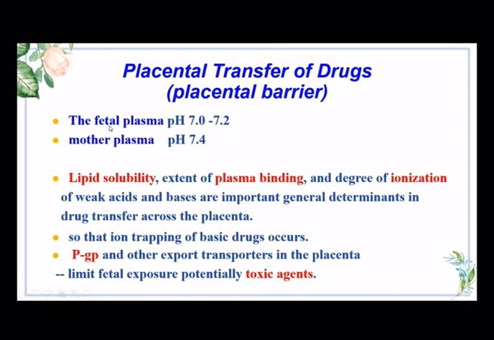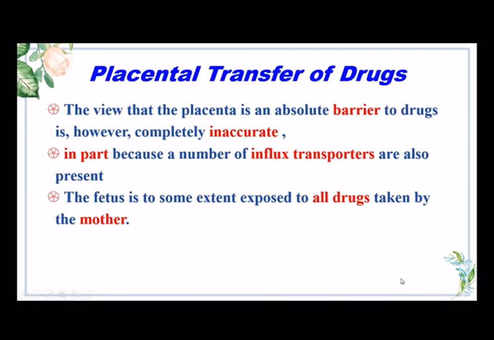in the fetal body. There is P-glycoprotein and other export transporters in the placenta. This functions to limit fetal exposure to potentially toxic agents. The view that the placenta is an absolute barrier to drugs is, however, inaccurate, in part because a number of influx transporters are also present. The fetus is to some extent exposed to all drugs taken by the mother.